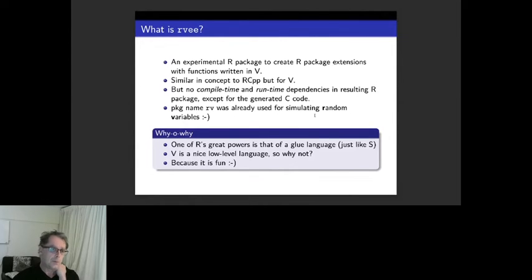And why am I doing this? Well, one of the nice things about R is that it is a glue language. It's of course a statistical language, but it's basically also a glue language on top of other languages, just like its precursor S, which was a kind of glue language for Fortran and C code to do some statistics with this code. And V is a nice low-level language, so why not? And of course, it's fun to write extensions.